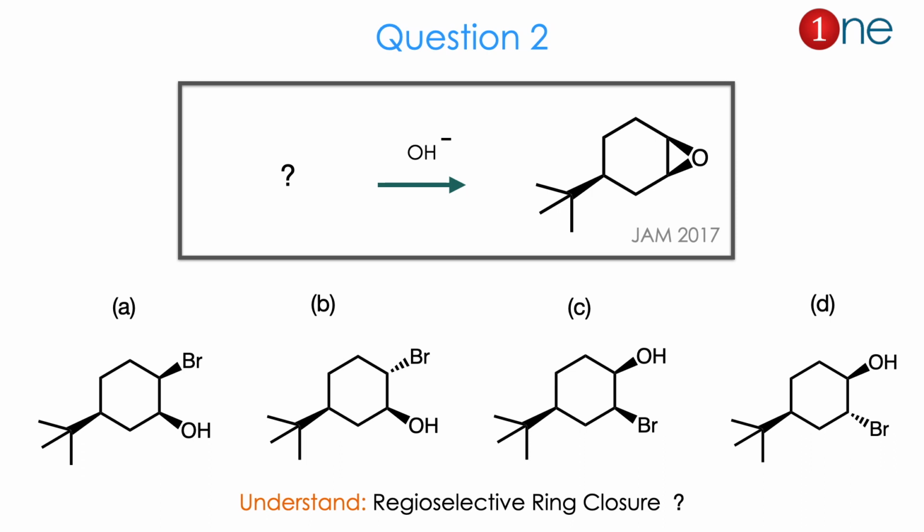So the possibilities are defined by the stereochemistry here. Stereochemically, the bromine, hydroxyl group and tertiary butyl groups are different in all the reactants. From the choices of the reactants and the product, you might guess regioselective ring closure occurs to form the epoxide. The answer is D. Let us see how.